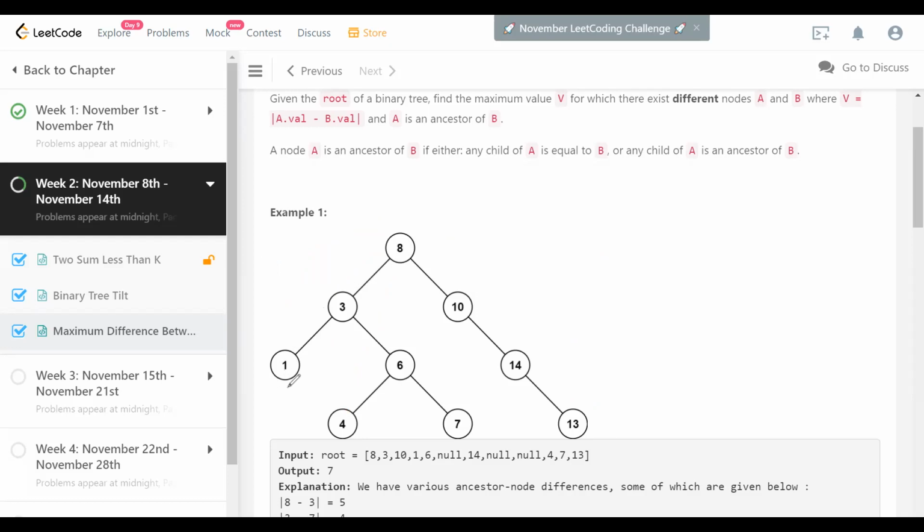And if it's a leaf, obviously the min and max is itself, and there is nothing called maximum difference for this because there is only one node, right? That's why we need at least two nodes in the tree to have a meaningful difference, right?